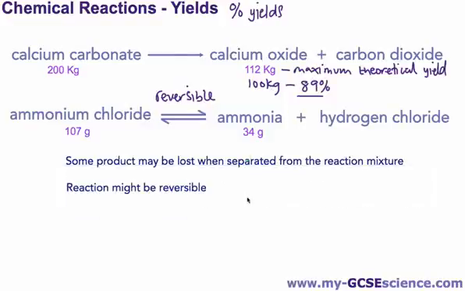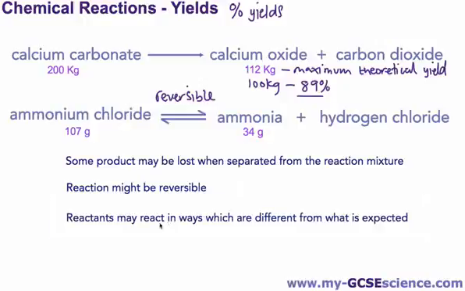A second reason might be that the reaction might be reversible. So in the case of this second reaction here, it's unlikely that we're going to get our full 34 grams of ammonia in this case, because the reaction is reversible. That means it's going to go in the backward direction as well as the forward direction, so it's unlikely that you'll get the full amount that you expect.